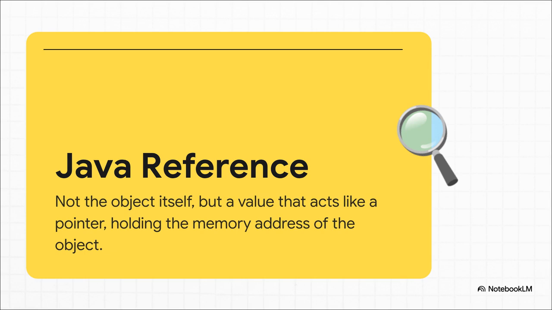See, in Java, when you have a variable that holds an object, it doesn't actually hold the object itself. It just holds a reference. Think of it as a pointer, a little piece of information that says where the real object is stored in memory. The best way to think about it is this. The object is the TV, and the reference is the remote control for that TV.